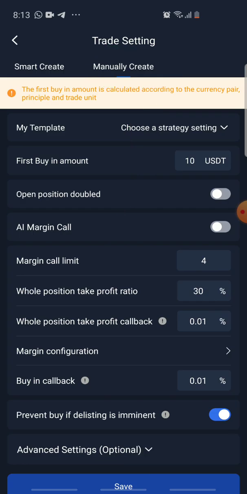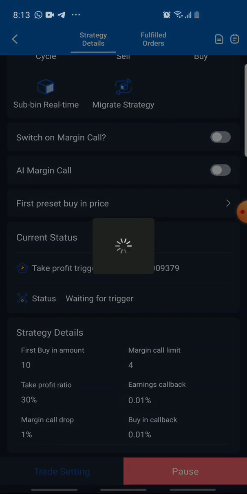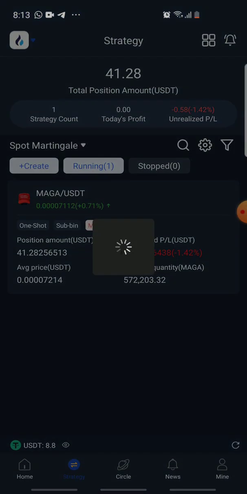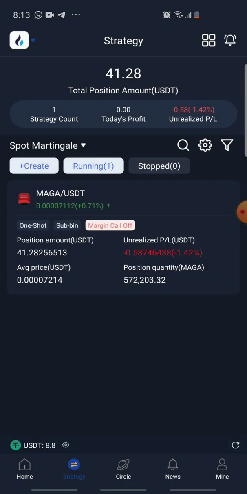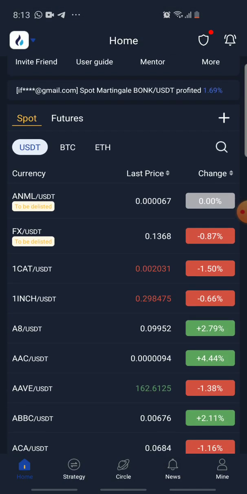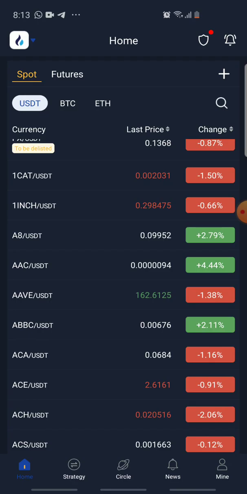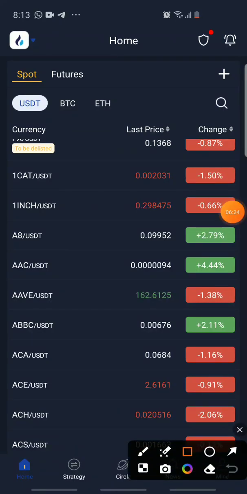So let me choose another coin so that I don't interrupt the settings I had set here. Let me choose a coin known as SCA. Let me choose this coin.